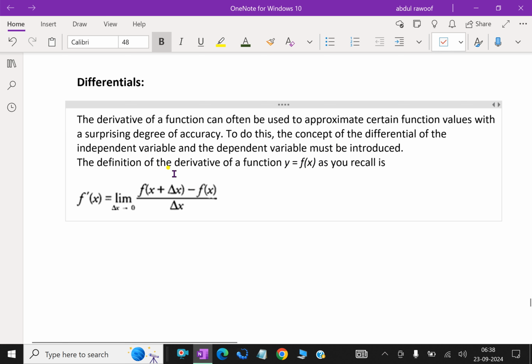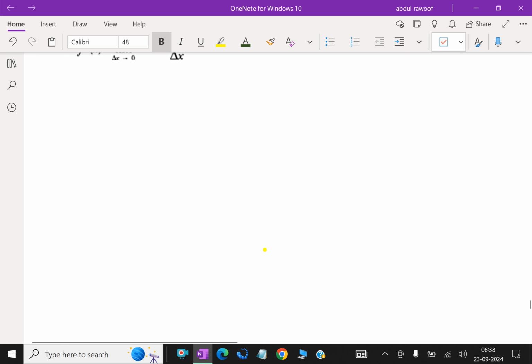The definition of the derivative of a function y equal to f of x, that is f dash of x, equals the limit as delta x tends to 0 of f of x plus delta x minus f of x, this change in f values divided by delta x. That means this is the definition of differentials of a function.